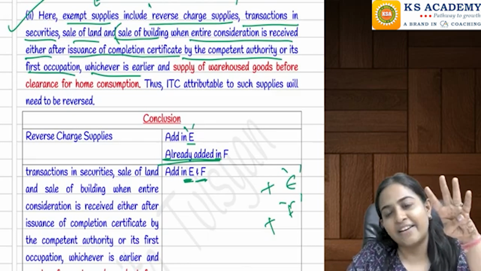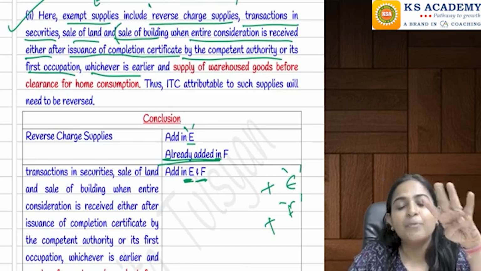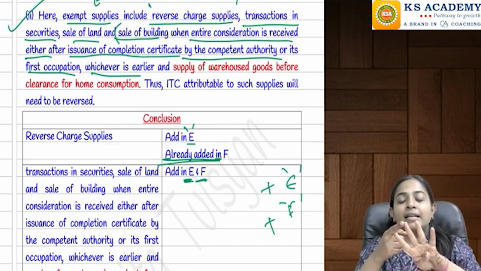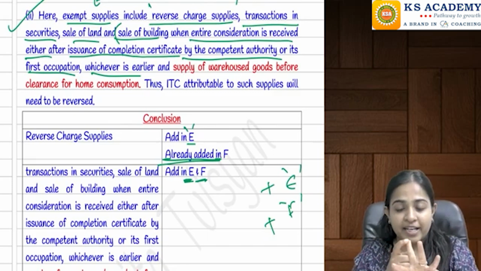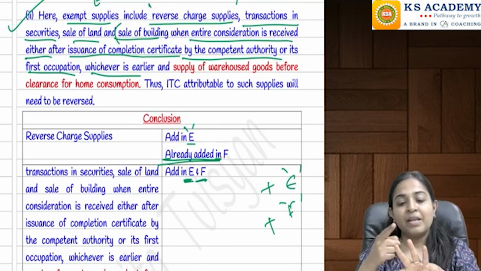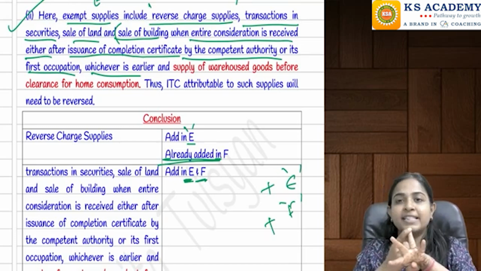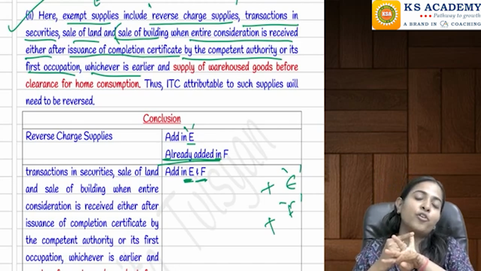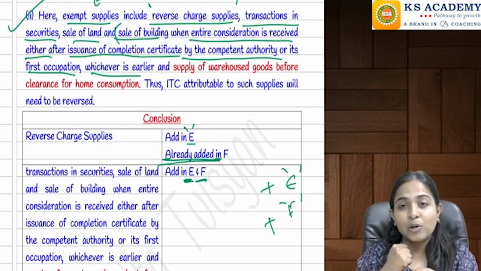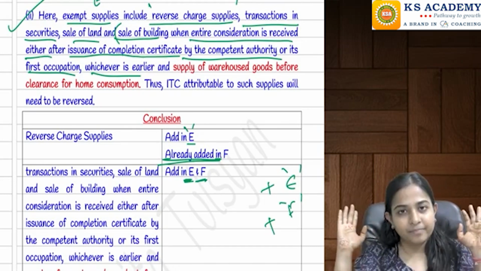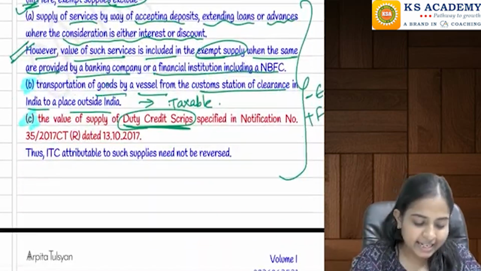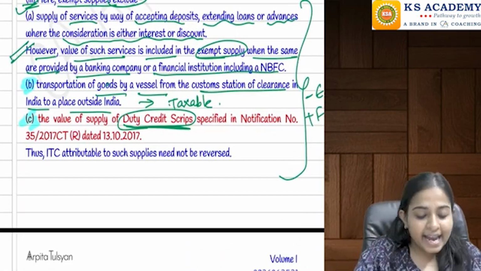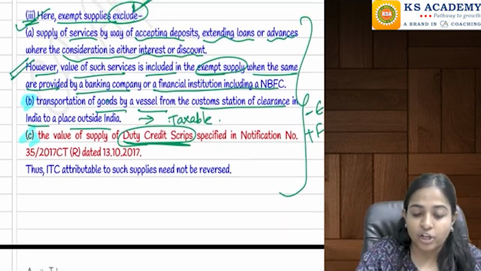So 4 things are deemed to be included in exempt supply. First one, reverse charge supplies. Transaction in securities, sale of securities, 1% of the selling price. Sale of land or building where there was no GST payable, stamp duty value is to be included, and supply of warehoused goods before clearance for home consumption. This is to be included in E and F both. But exempt supplies will exclude, and this is a good point, exempt supplies will exclude what?